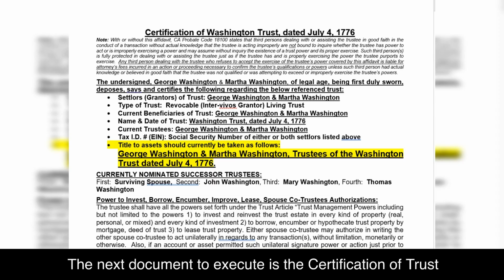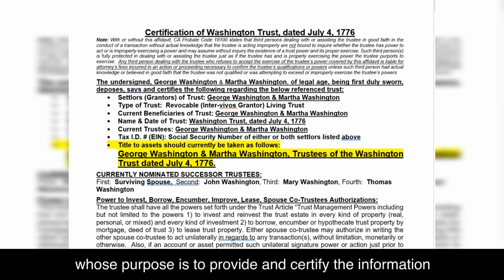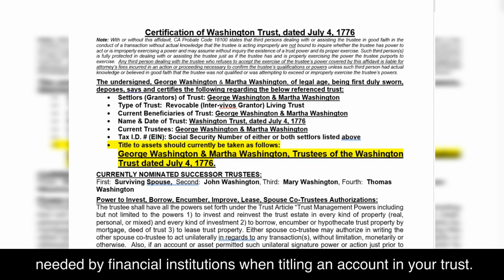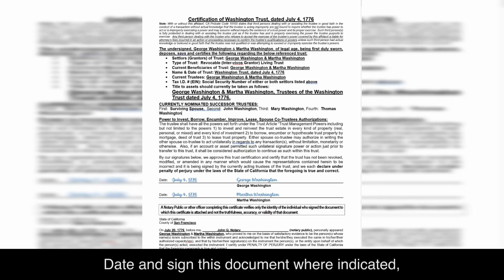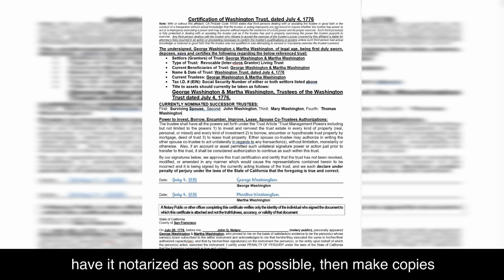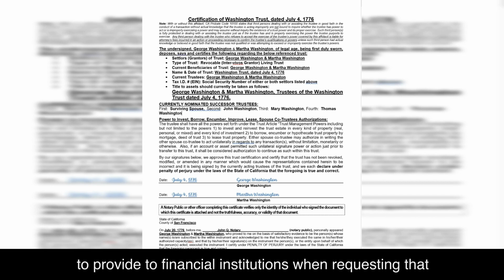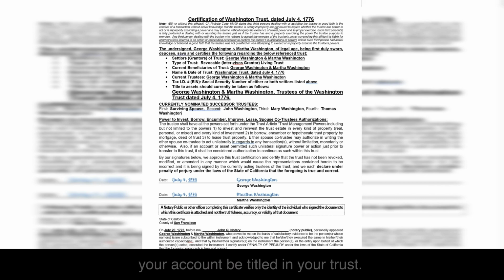The next document to execute is the certification of trust, whose purpose is to provide and certify the information needed by financial institutions when titling an account in your trust. Date and sign this document where indicated, have it notarized as soon as possible, then make copies to provide to financial institutions when requesting that your account be titled in your trust.